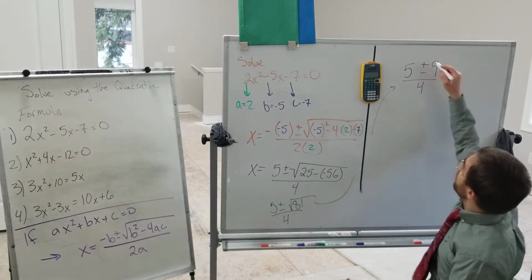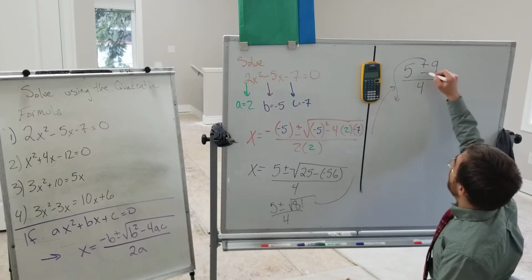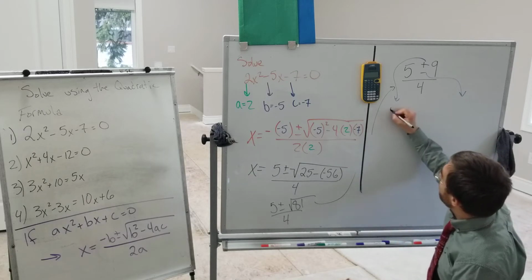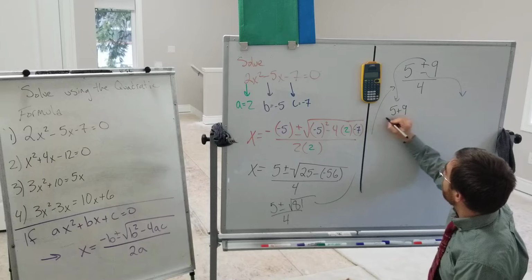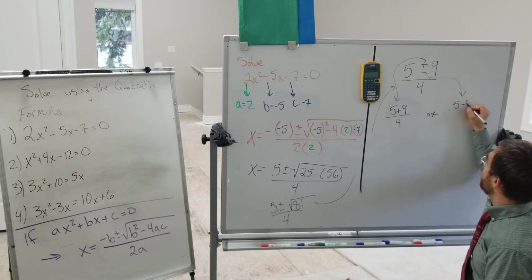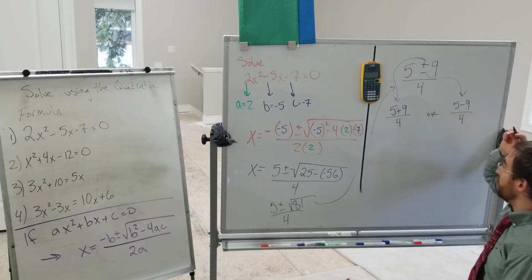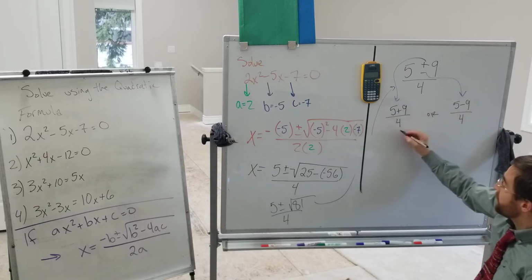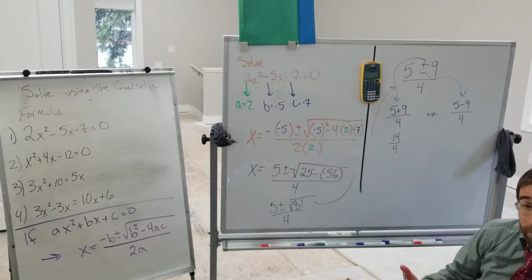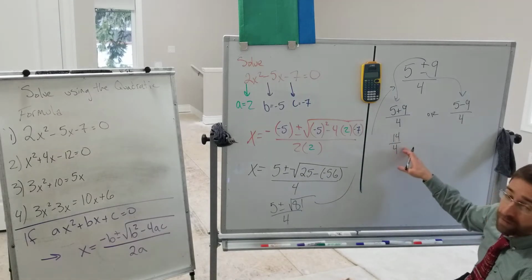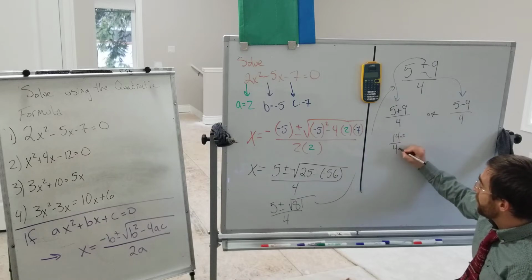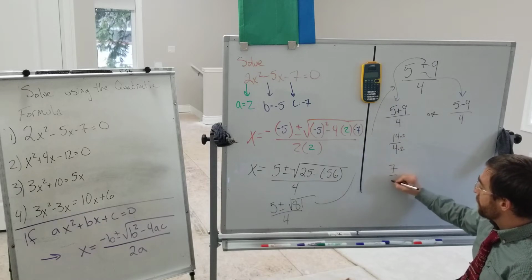The way to go about this now is we do 1 with a plus, 1 with a minus. So I go 5 plus 9 over 4, or 5 minus 9 over 4. 5 plus 9 is 14. 14 divided by 4. We can simplify that. We can factor 2 out of the top, the numerator and denominator, cancel it out, or just divide each of them by 2 to get 7 over 2.